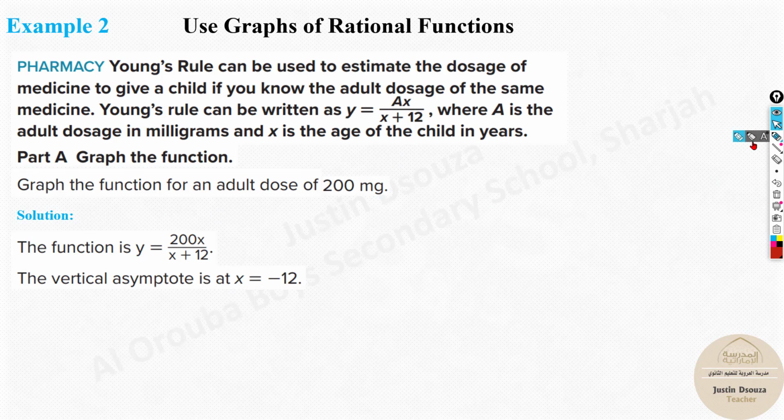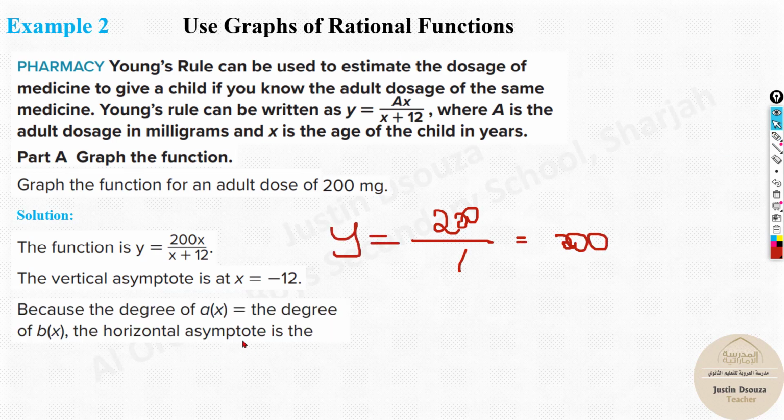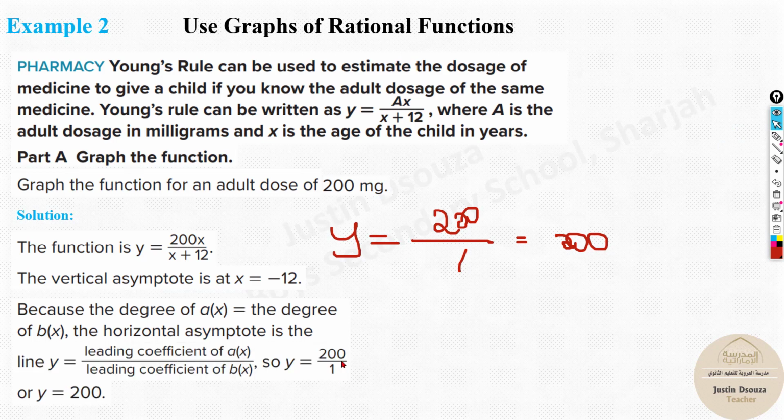And now solve the vertical asymptote. What is the vertical asymptote? It is whatever the denominator equals 0. x equals minus 12, take it to the other side. But now look carefully, what about the degree over here? It's 1 and 1, it's equal. In such cases, what is the asymptote? Horizontal asymptote. See, write the coefficients. It's 200, and over here, x, there's nothing, so it's 1. So y equals 200. So the horizontal asymptote is at 200. Okay, this is the answer.